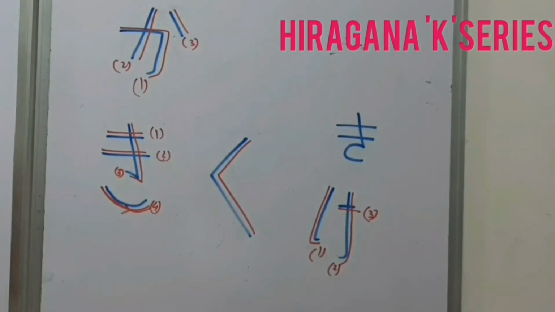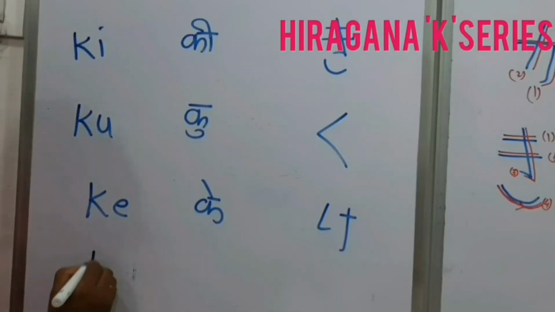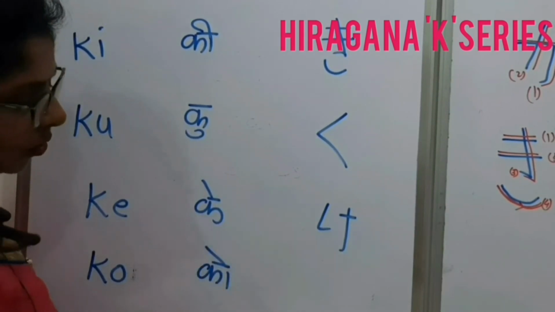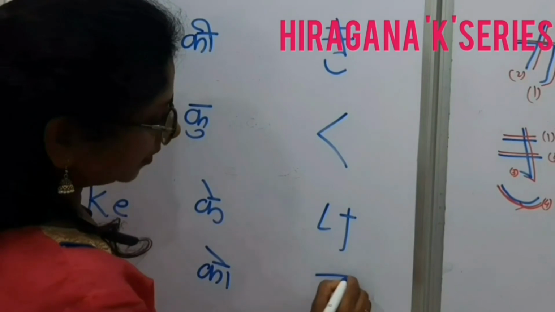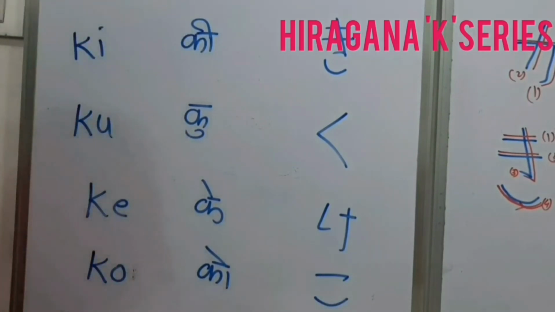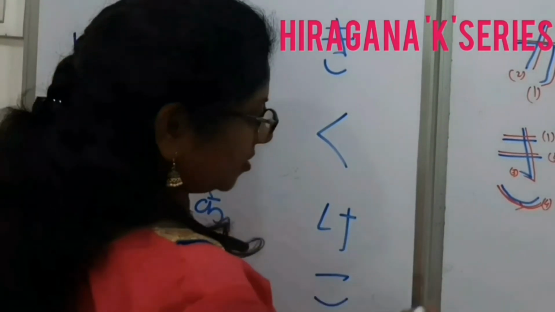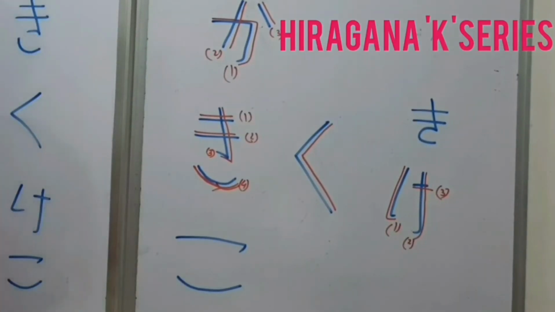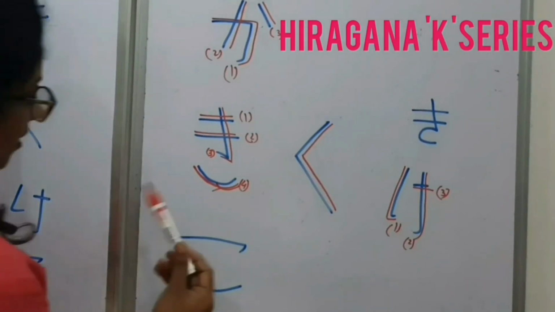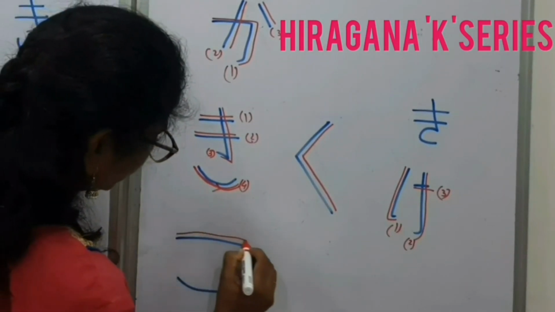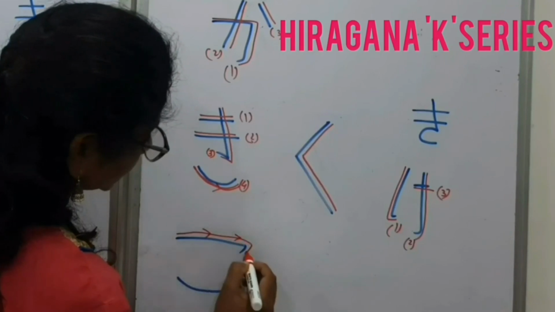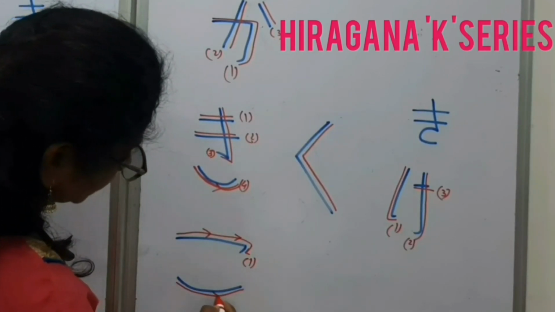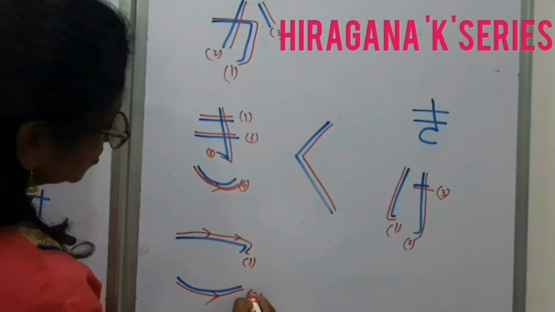Okay? And ko. Ko. In Devanagari, ko. And here in Hiragana. Understood? The first stroke and the second stroke in large scale. First is in this way. Okay, in this direction. First. And second is in this way. Okay, this is second stroke.